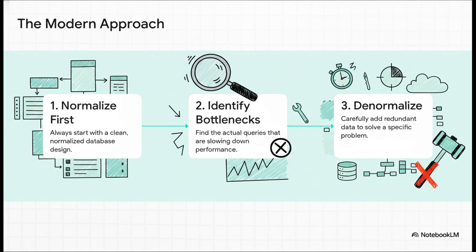1. You always start by normalizing your design. Get it clean, get it logical, usually to 3NF. 2. You use profiling tools to find the actual performance bottlenecks in your app, which queries are really slowing things down. And 3. Only then do you go back and strategically denormalize just enough to solve that one specific problem. It's a surgical solution, not a sledgehammer.